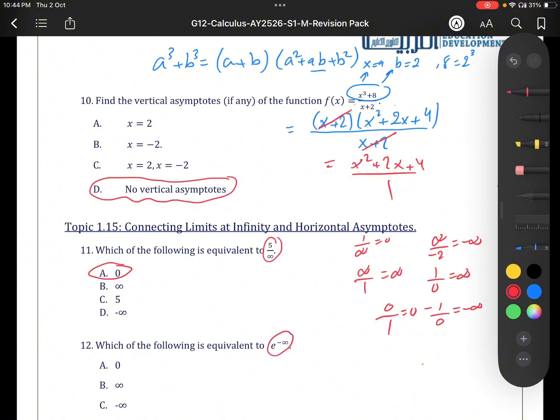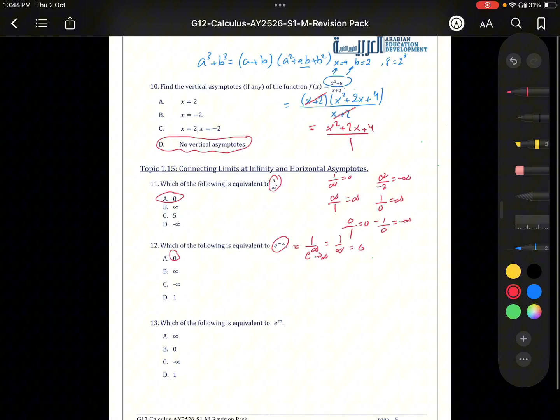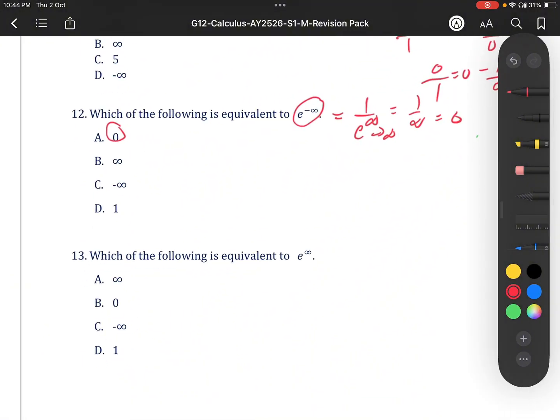0 divided by 1 is 0. E to the power negative infinity is 0. Analysis: any number to the power negative can be written as 1 over positive e to the power positive infinity. So this is infinity. 1 divided by infinity is 0. For number 13, e to the power infinity is infinity. Well, e is a number, so any number raised to the power infinity is still infinity.